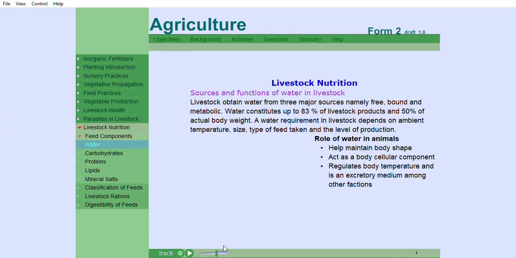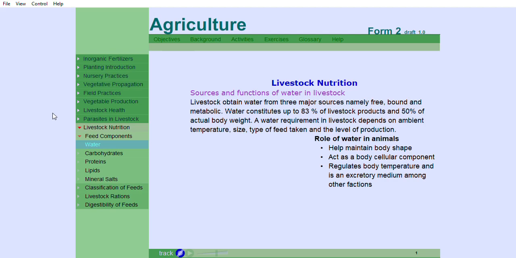Sources and functions of water in livestock. Livestock obtain water from three major sources, namely free, bound, and metabolic. Water constitutes up to 83% of livestock products and 50% of actual body weight. Water requirement in livestock depends on ambient temperature, size, type of feed taken, and the level of production.